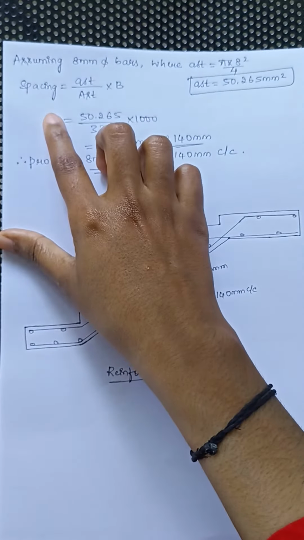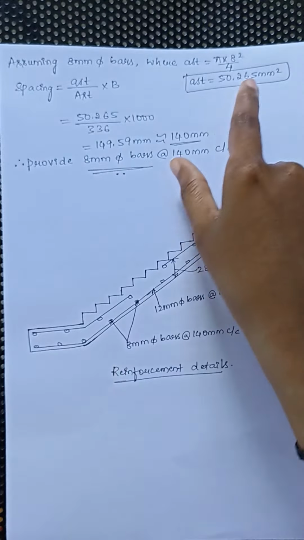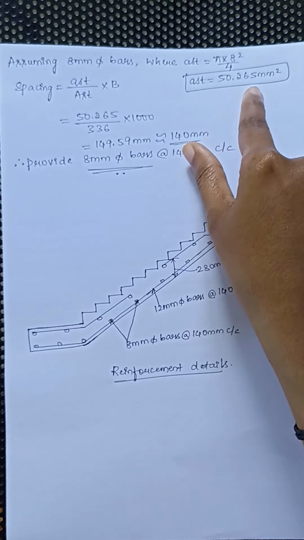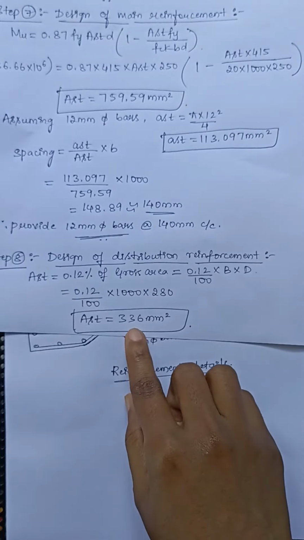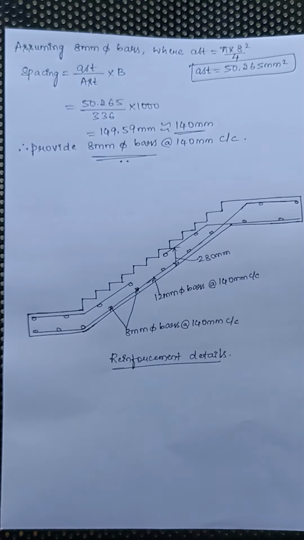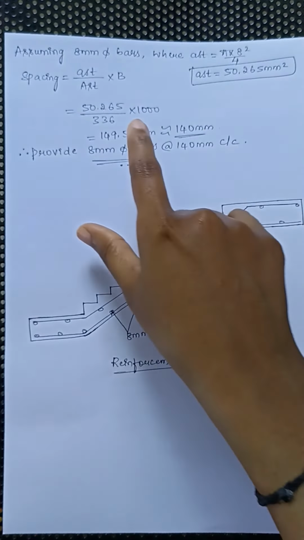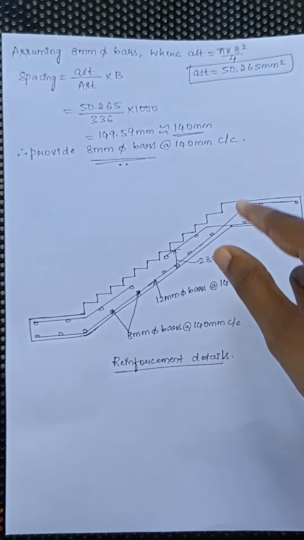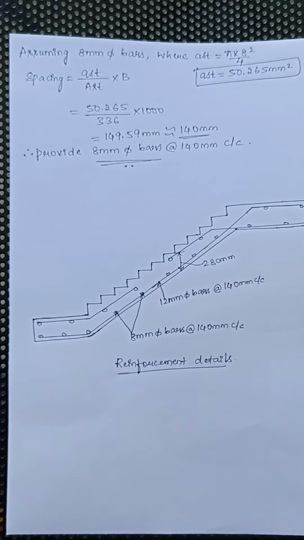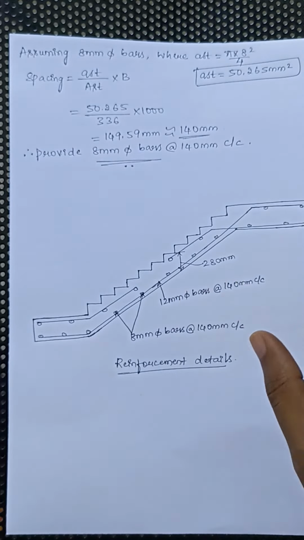Then you find the spacing of the distribution bar. The spacing is small AST by capital AST into B. Small AST this time is 50.265, and capital AST is the value we just got for the distribution bar, 336 mm square. That is multiplied by B, the unit width, which is 1000 mm. Simplifying the whole thing, we get 149.59. Reduce it to the nearest digit, that is 140 mm. And finally you mention a sentence as: therefore provide 8 mm dia bars at 140 mm center to center. So that completes the design part.